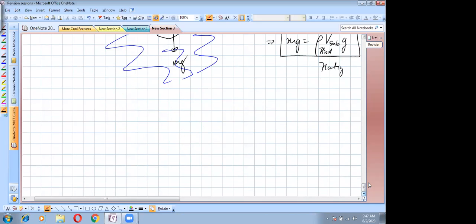So this is the general equation of floating. Okay. Now in a special case, if the body floating is what we call an isotropic body. So isotropic means it has a uniform density.